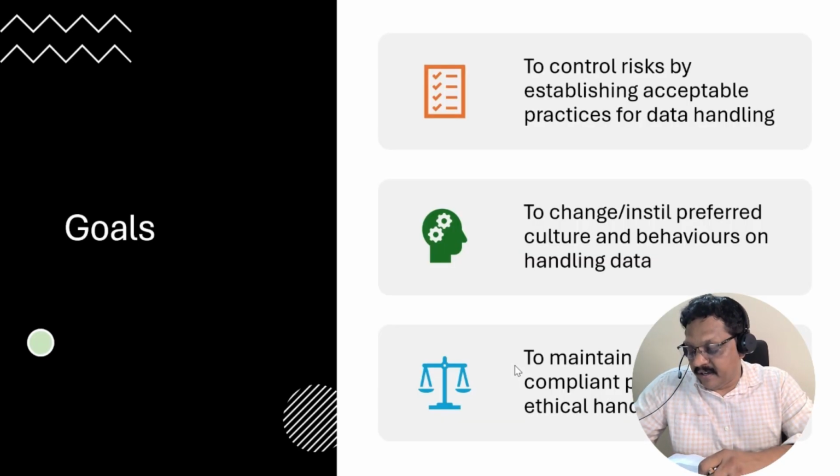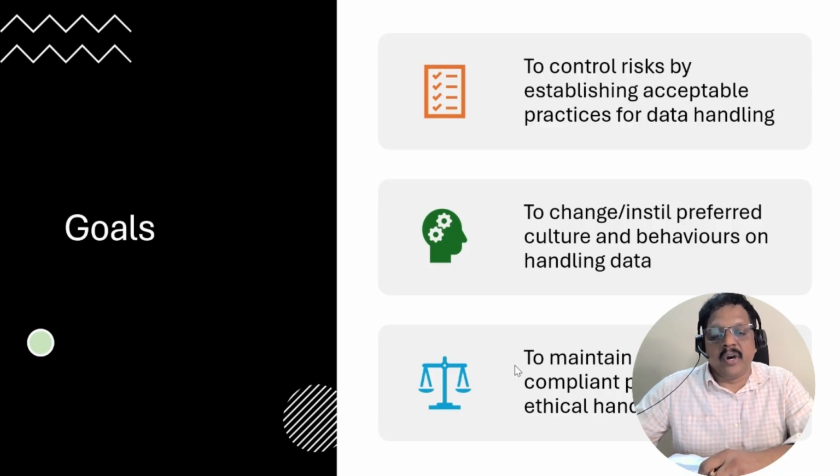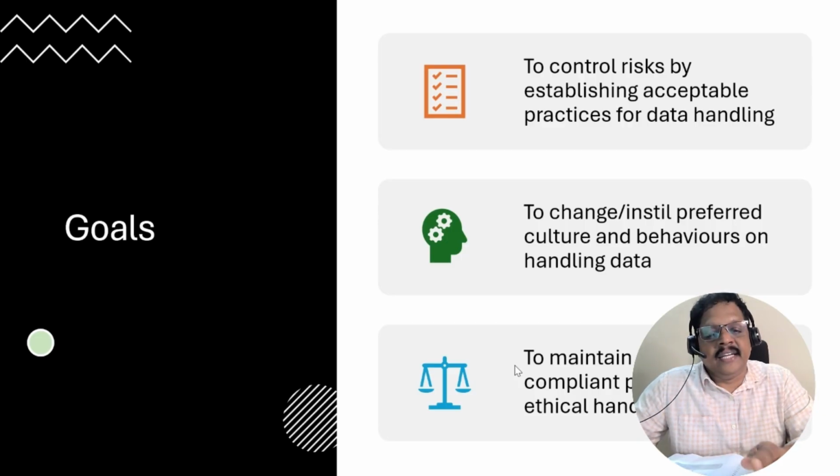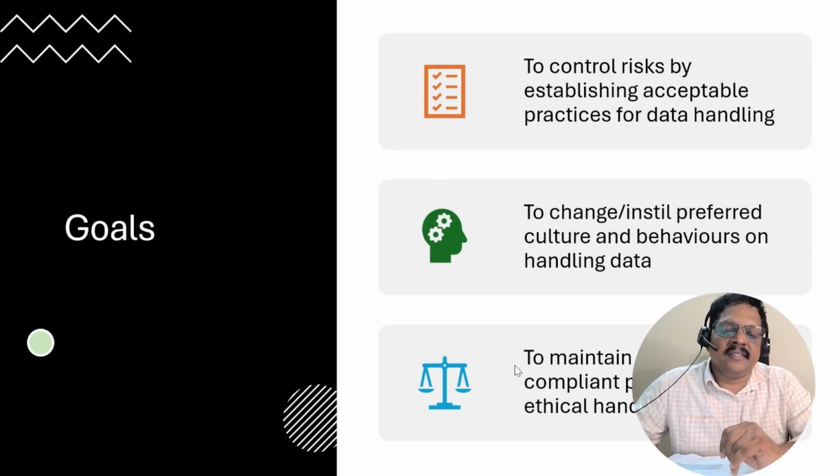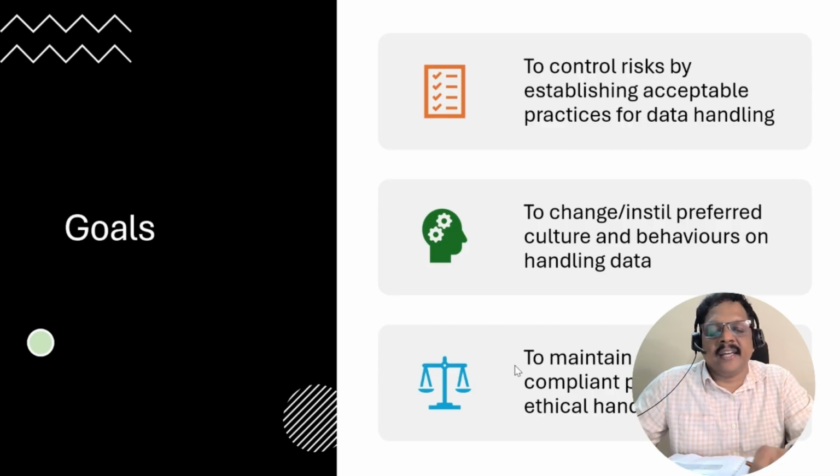Next is the goals of data handling ethics. Why do we need data handling ethics? Mainly there are three goals. The first is to control risk by establishing acceptable practices for data handling.